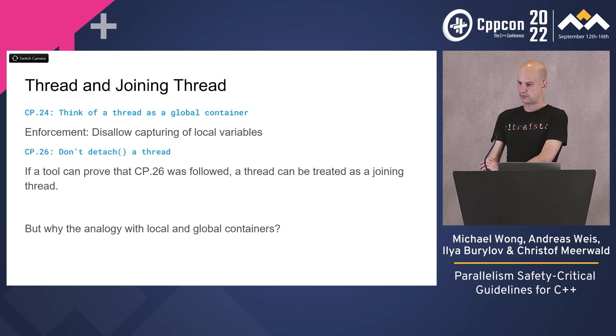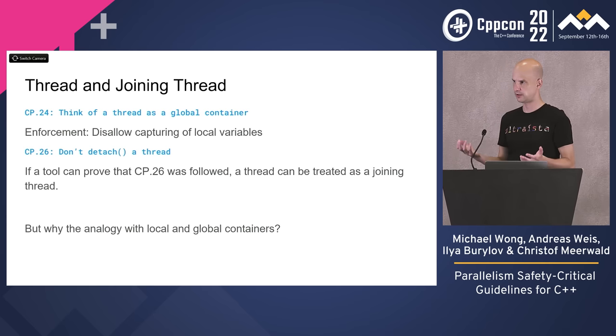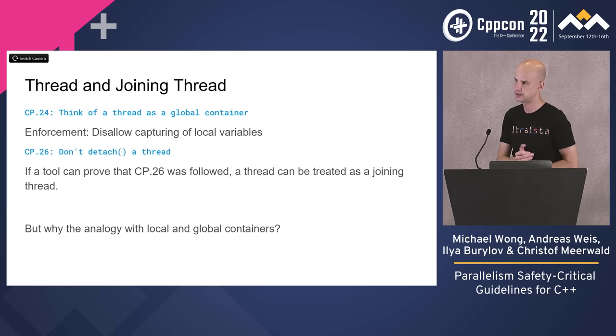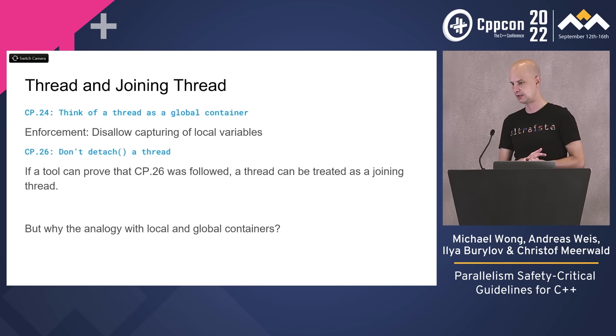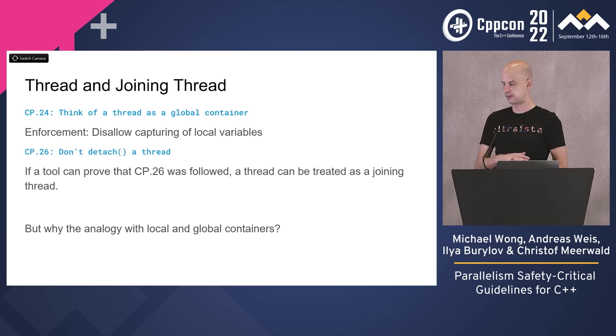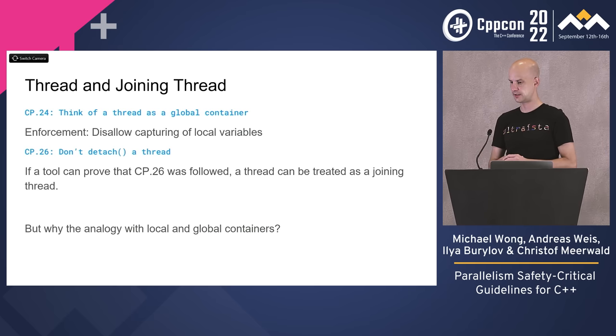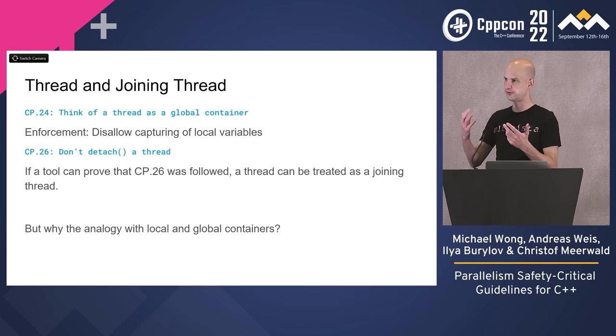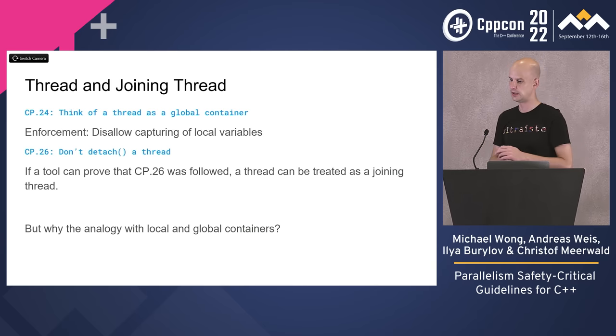Similarly, for a classical std::thread, so not a joining thread, it doesn't join automatically in the destructor, right? So you either have to join it explicitly, or you have to detach it. The mental model of the core guidelines here is that they think of a thread as a global variable that captures it, because typically if you don't join it, then you have to detach it, and at that point it becomes a global.